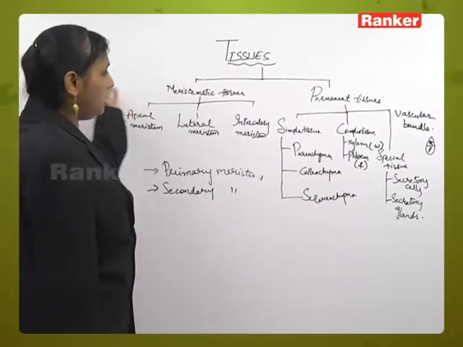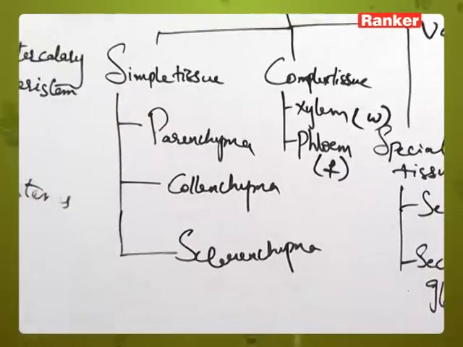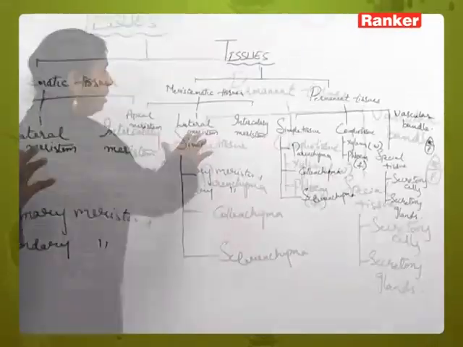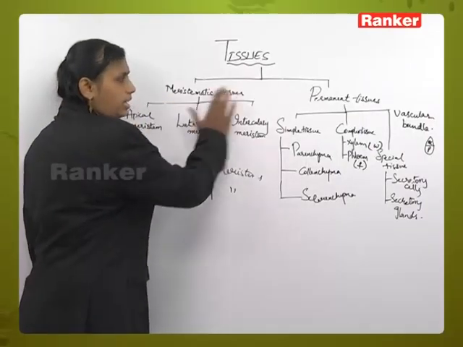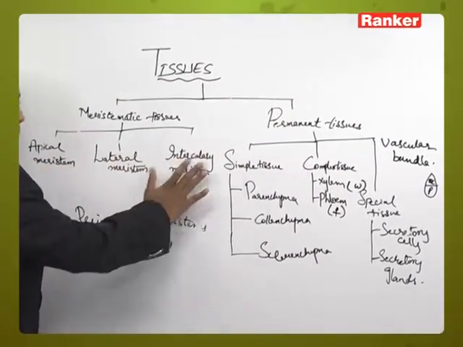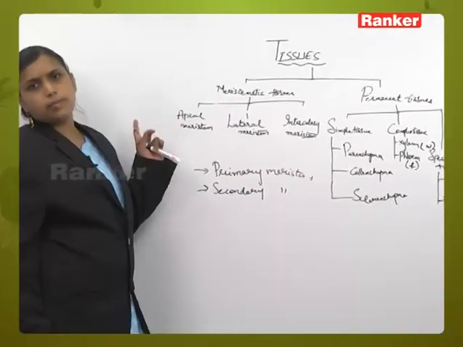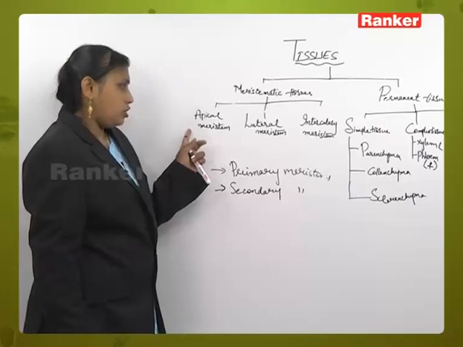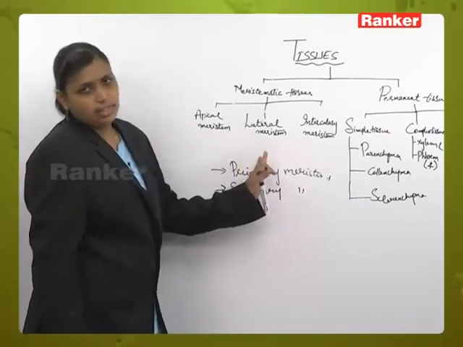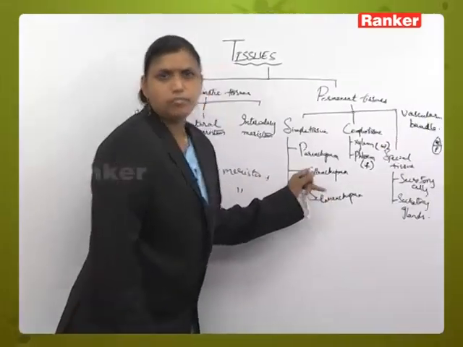Altogether, this is the route map of the tissues that we are going to study in this chapter. There are meristematic and permanent tissues. There are simple, complex and special tissues. And on the basis of the position where the meristematic tissue occurs, it is of three types: apical meristem, lateral meristem and intercalary meristem.